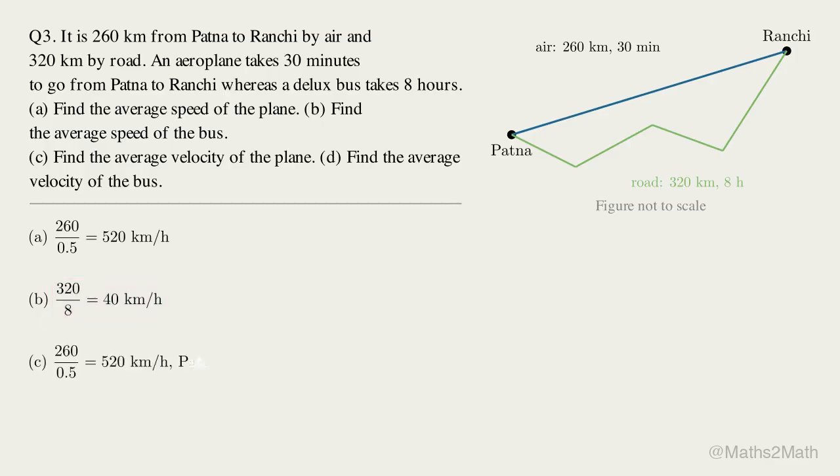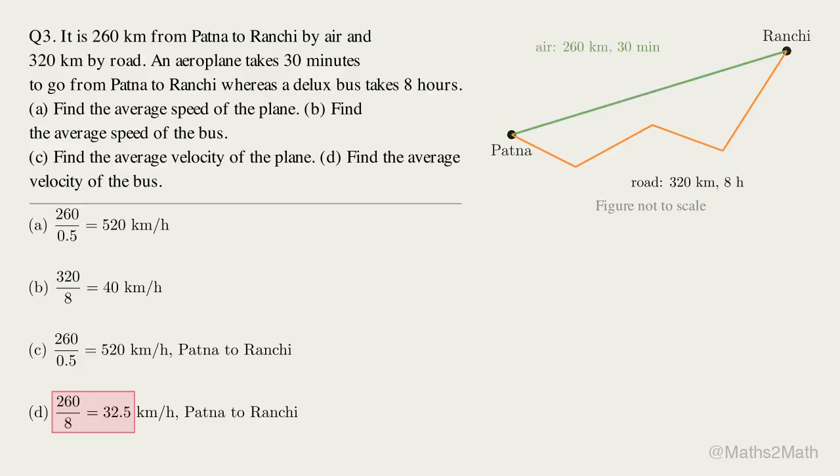The displacement is the straight 260 kilometers for both. The plane's average velocity is 520 kilometers per hour from Patna to Ranchi. The bus's average velocity uses the same 260 kilometers over 8 hours: 32.5 kilometers per hour, also directed Patna to Ranchi.